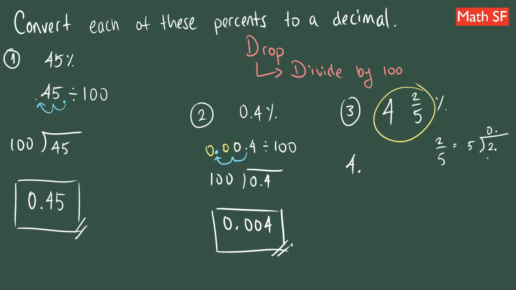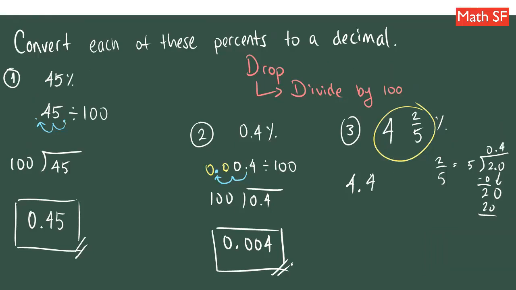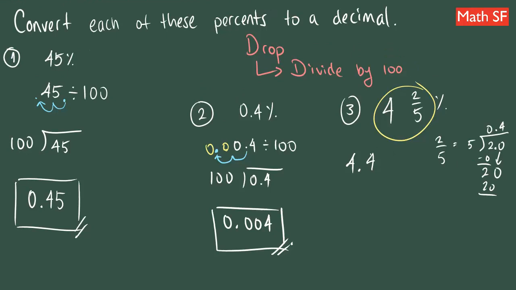0 times 5 is 0. Subtract, that's 2. Bring down as many zeros as you want: 20. In this case, 5 goes into 20 four times. So 4 times 5 is 20. It went evenly. Therefore, we're going to have 4.4%.